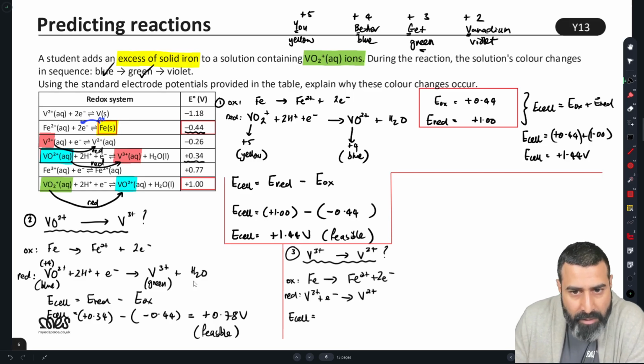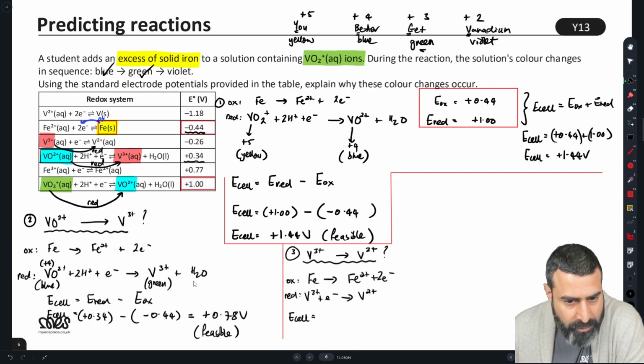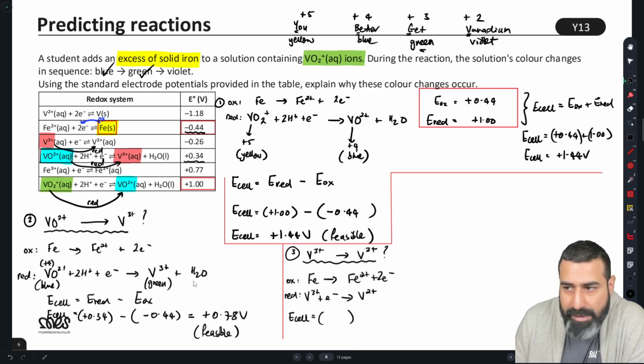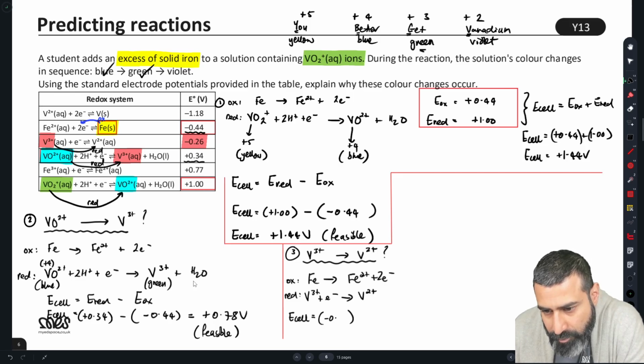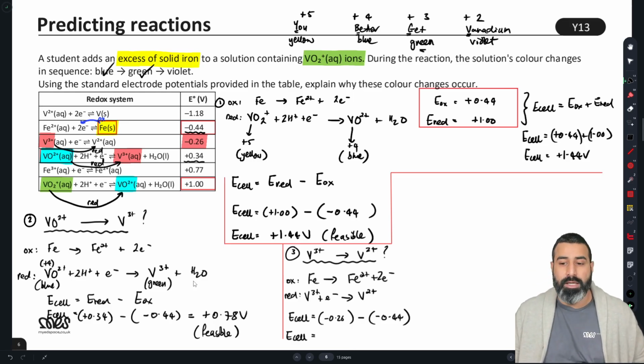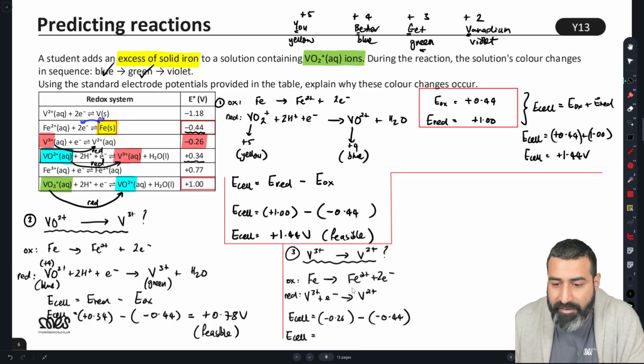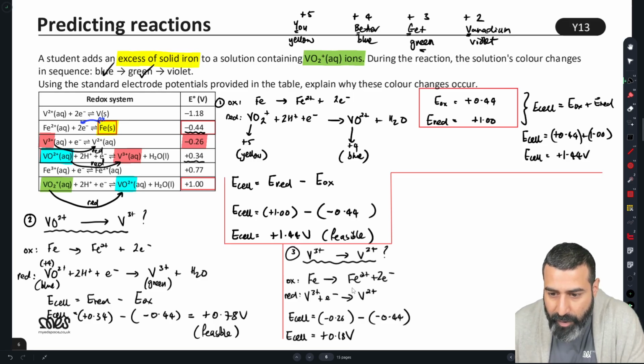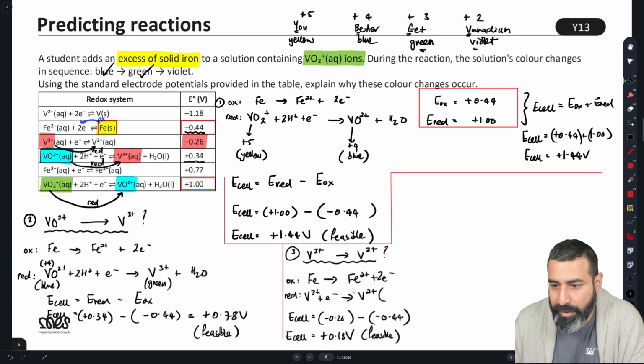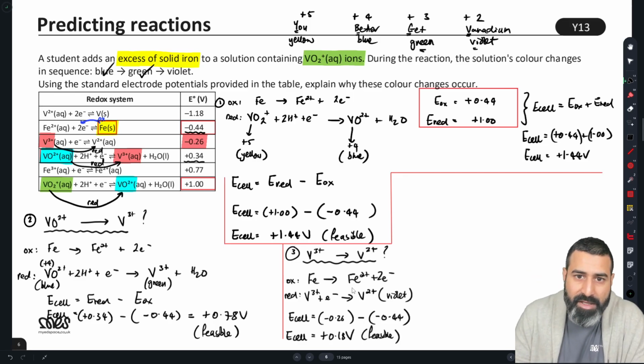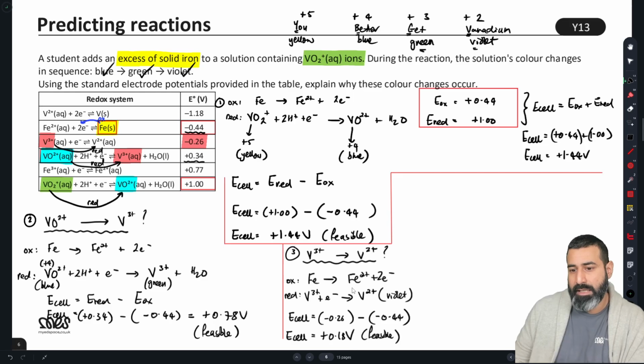So E cell for this would be the reduction, which is this value, minus 0.26, minus the oxidation, which is minus 0.44. So it looks like we're going to get a plus value, so feasible. Let's work out what we get. I get a value of plus 0.18 volts here, so that is definitely feasible. And if we go back to the oxidation numbers, if I generate V2 plus, that will be violet. So we've accounted for the color change from blue to green to violet, sorted.